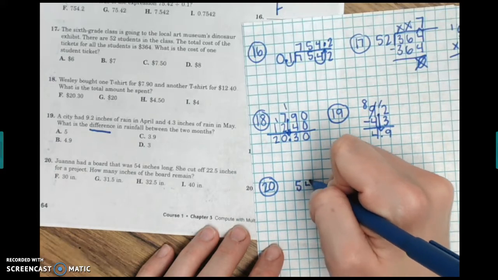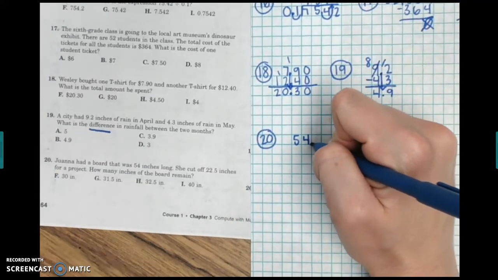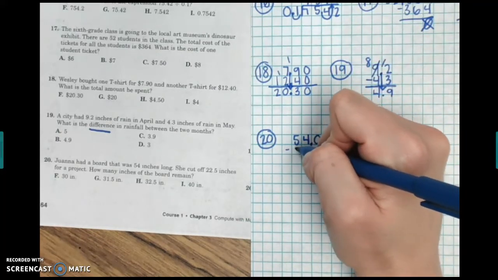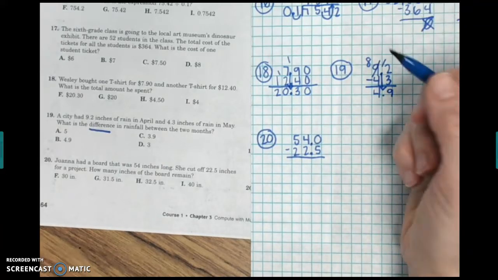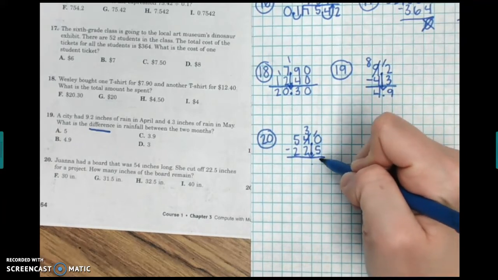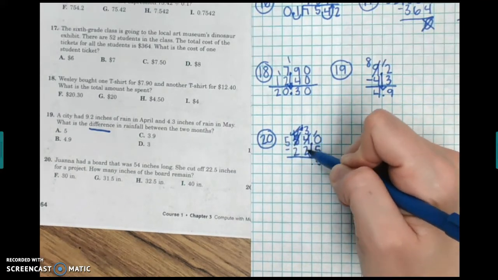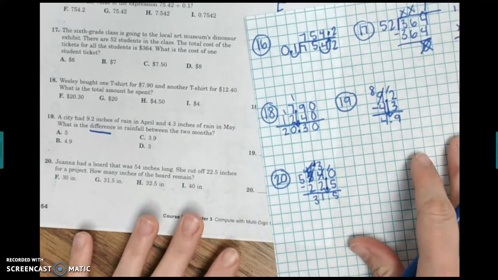So 54. Oh no, there's not a decimal. I add the decimal at the end. How many zeros should I annex? 1. And I'm going to subtract 22.5. Now I'm going to have to borrow, aren't I? Oh, my decimals are lined up. Forgot that. We have a 5. Why did I borrow? I'm crazy. No, I don't, not there. I was being silly. 31.5, which is letter G.